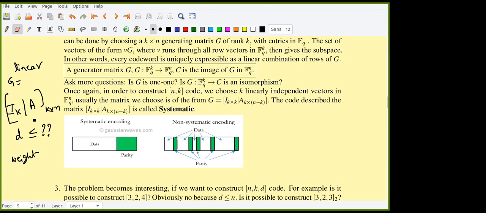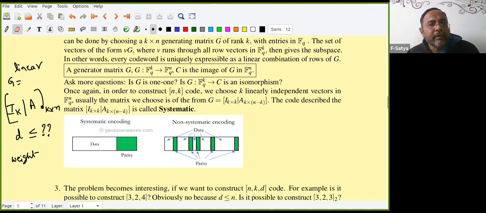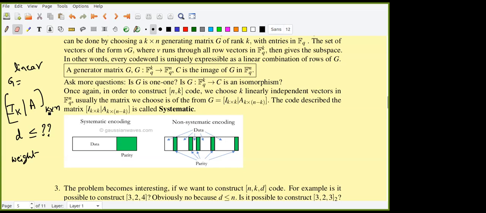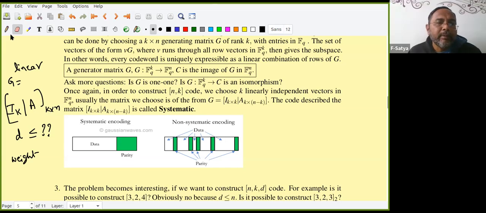Here, like, this is k plus n, right? No, it is not k plus n. The entire matrix is k cross n, I told. Oh, okay. Then n minus k. No, not n minus k. No, that is not correct.